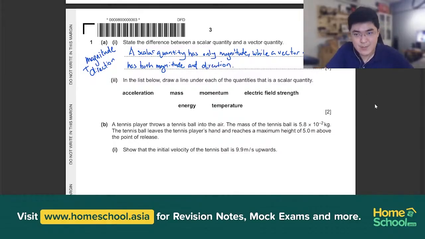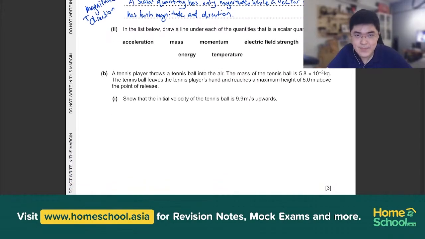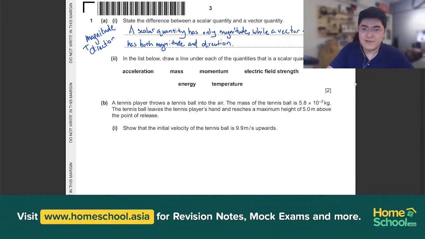That's done. So let's move on with our second part of A1A. In the list below, we have to draw a line under each of the quantities that is a scalar quantity. As we have mentioned before, a scalar quantity only has a magnitude, while a vector quantity has both magnitude and direction. So let's go through these one by one. Acceleration has both a magnitude and a direction. So this is a vector. This should not be the answer.